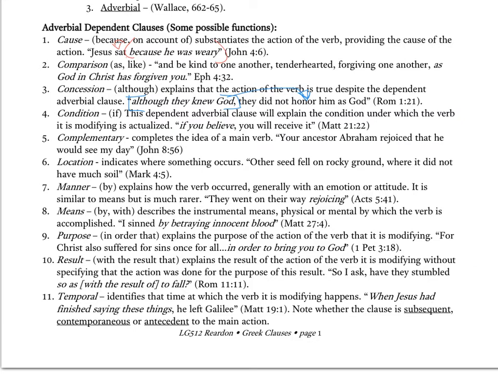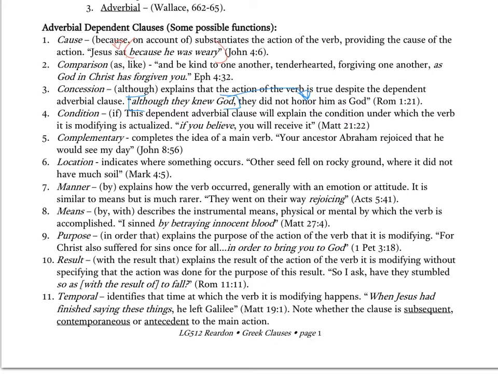Number 8, means. We can translate that as by or with. It carries a lot of times an instrumental notion, the physical or mental means by which the verb is accomplished. So our example here: I sinned by betraying innocent blood. Our independent clause is I sinned. That stands by itself. By betraying innocent blood does not stand by itself, but it does modify sin. And this, of course, is another participial phrase, but that's the whole idea. I sinned, and how did I sin? What was the means of sinning? By betraying innocent blood.